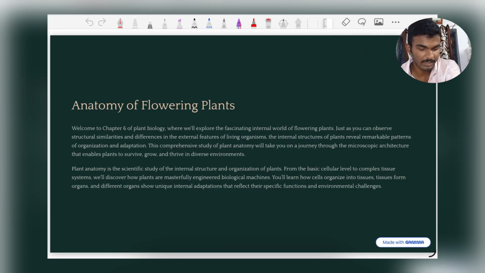Plant anatomy is the scientific study of the internal structure and organization of plants. From the basic cellular level to the complex tissue system level, we will discover how plants are masterfully engineered biological machines. You will learn how cells organize into tissues and organs, and how different organs show unique internal adaptations that reflect their specific functions and environmental challenges.